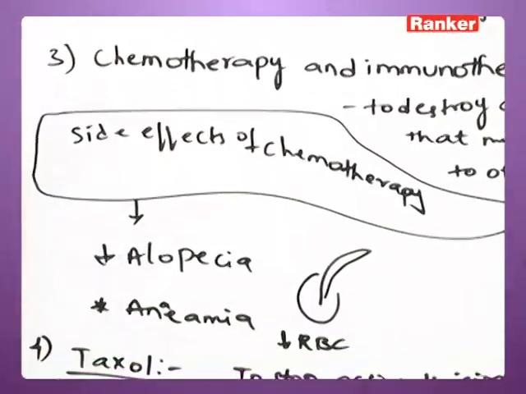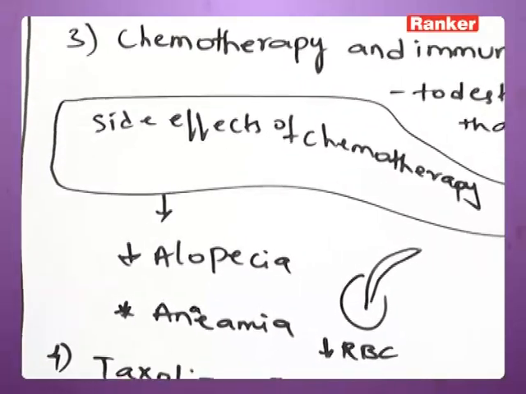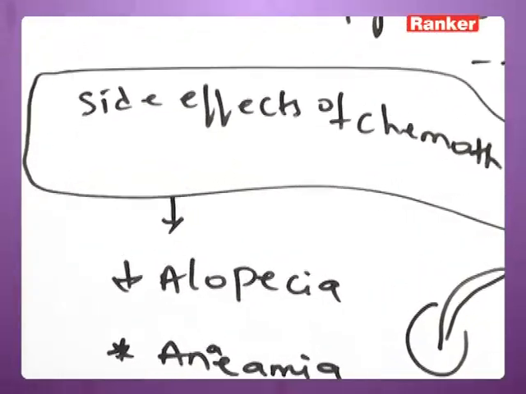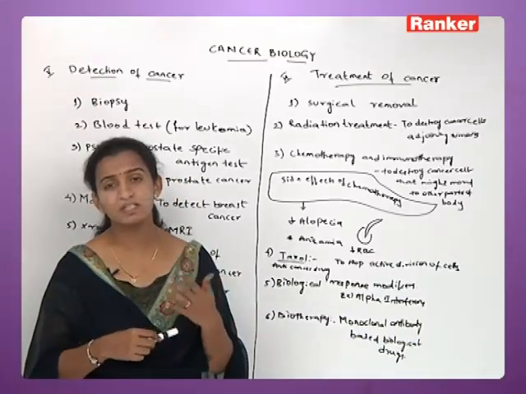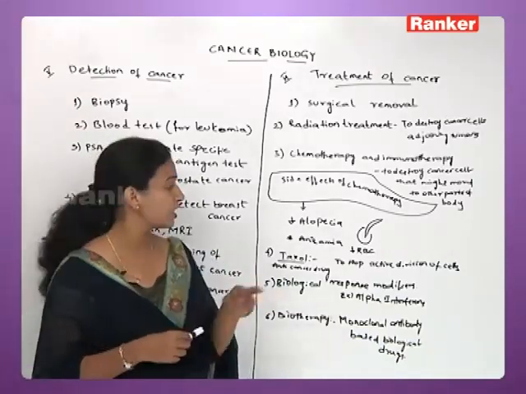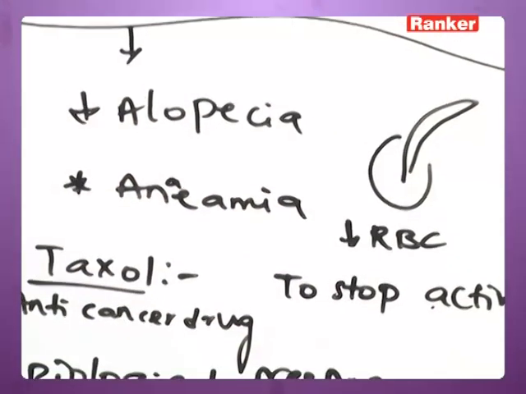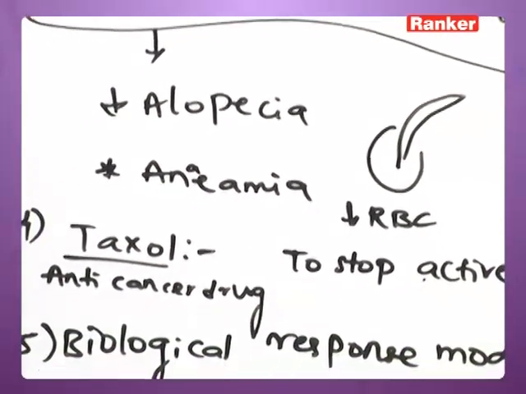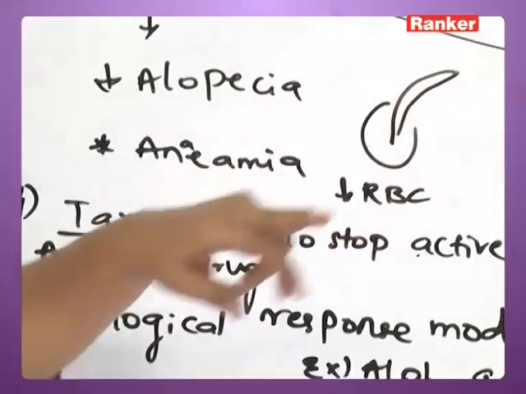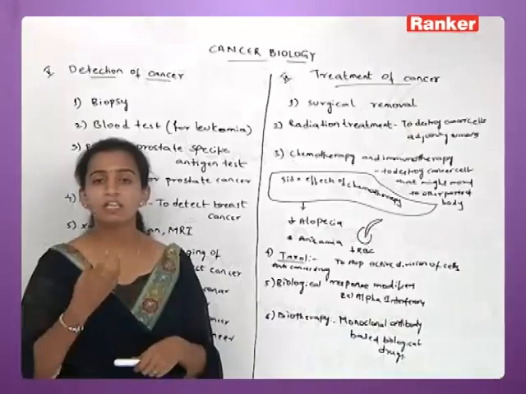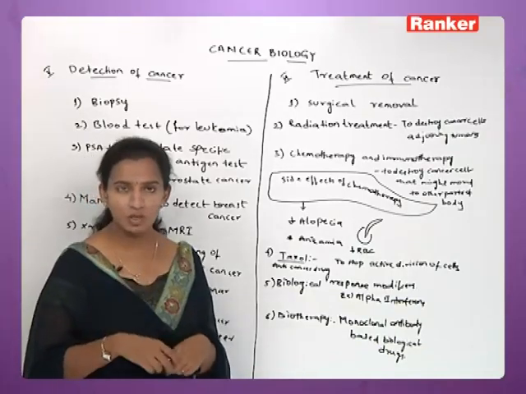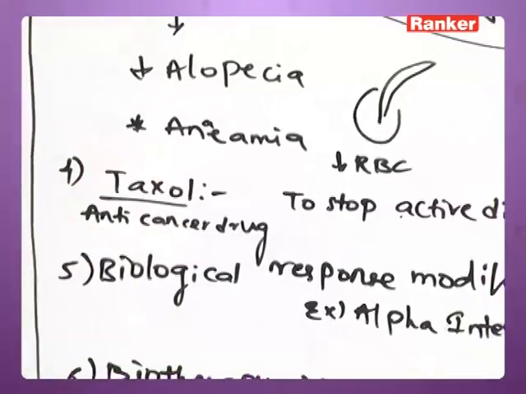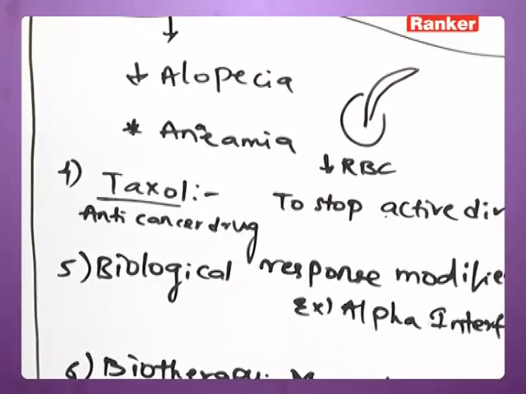And the side effects of chemotherapy: chemotherapy involves sending high radiation power. So if a person is going through chemotherapy, you can see in this picture, it is called alopecia. Alopecia means this is a follicle, and the hair comes out of the follicle. That means there will be a great loss of hair if a person is taking chemotherapy radiations. And anemia is nothing but a simple decrease in RBC, red blood cells.